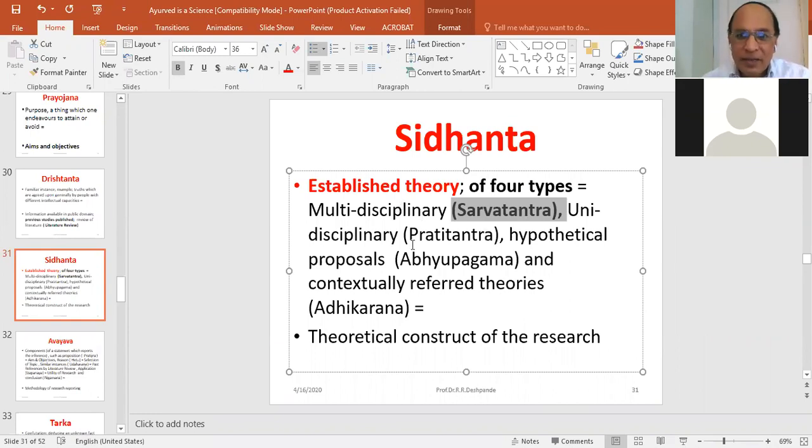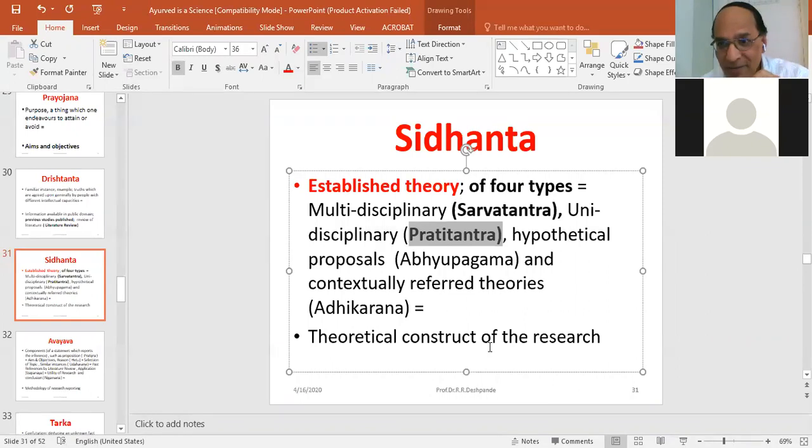Okay. Then Pratitantra. Ayurveda has its own theory, Tridosh Siddhanta. It is not explained in modern allopathic science. So this Tridosh Siddhanta is unique to Ayurveda. It is not mentioned in homeopathy. So that is Pratitantra. Tridosh Siddhanta is Pratitantra.